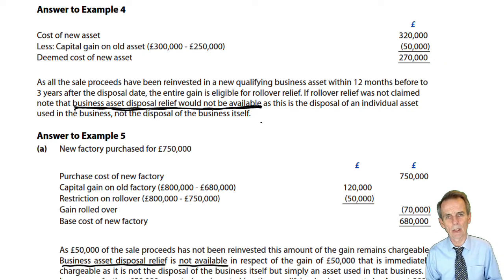We know that business asset disposal relief is not available for an ongoing business anyway, where you simply dispose of a business asset that you happen to have used within the trade. You do not get business asset disposal relief. For that relief to apply, you have to be selling either the entire business or an identifiable part of that business, say 1 out of 2 trades that your business undertakes, but it's separately identifiable as a business in its own right. Merely selling an asset used in that business, no, you do not get business asset disposal relief.